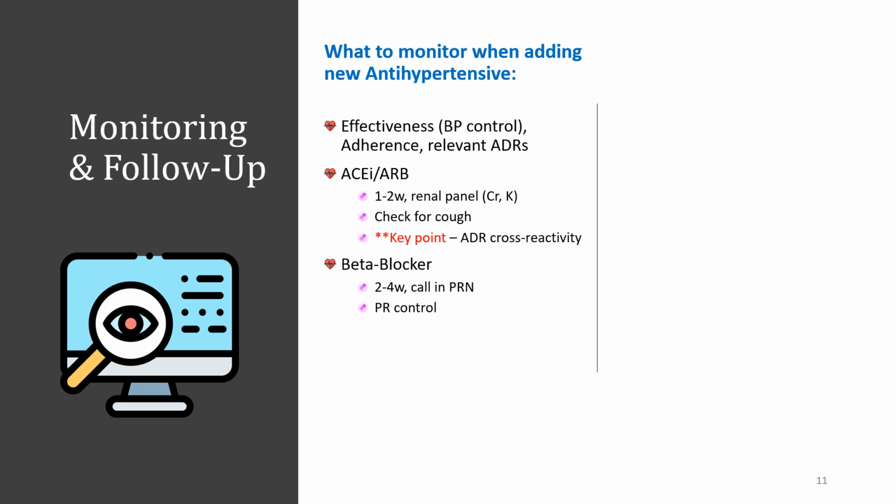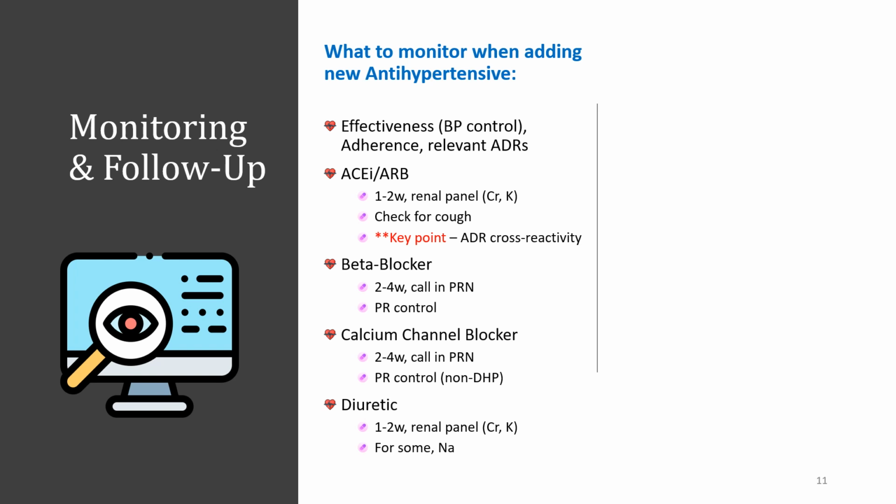And the reason why I use pulse rate here is because for you to measure heart rate, you really need to be putting a stethoscope and literally counting the number of beats per minute at the apex of the heart when you listen to the chest wall. For calcium channel blockers, same, there's no need for blood tests. You can call in 2 to 4 weeks to check in on the blood pressure response. Again, if you're using non-dihydropyridines and because of the mechanism of action, think about monitoring the pulse rate as well.